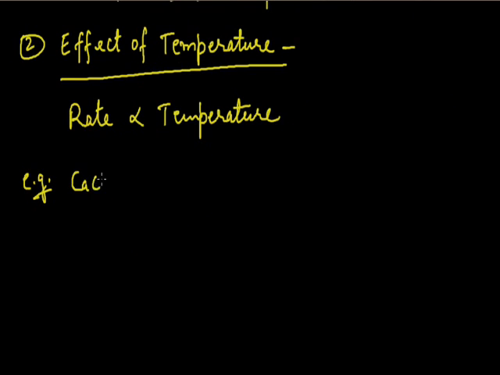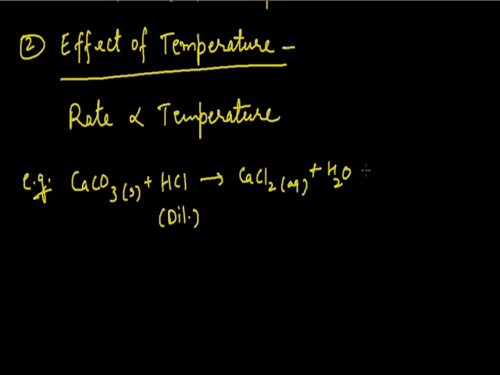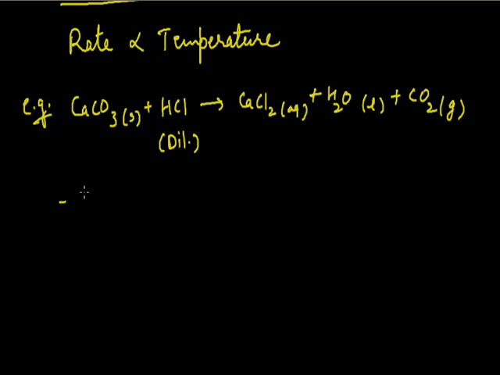For example, calcium carbonate solid reacts with dilute hydrochloric acid, forms calcium chloride aqueous plus water liquid, and CO2 gas. At 273 Kelvin, the evolution of CO2 is very slow, but at 323 Kelvin, the evolution of CO2 gas is rapid.